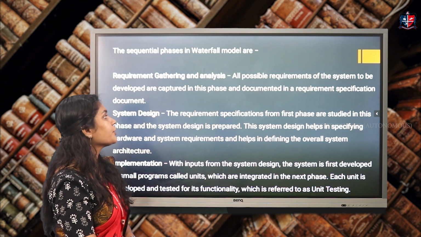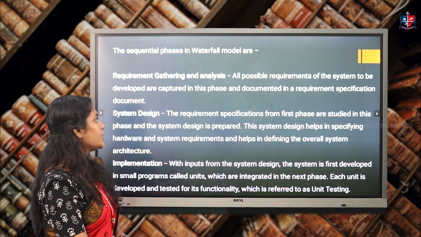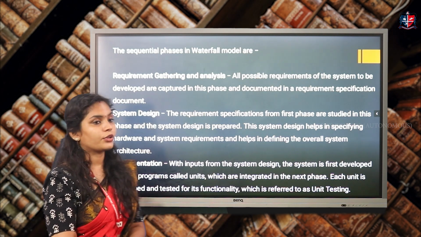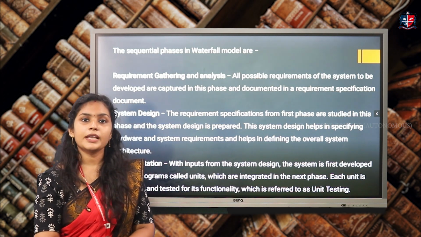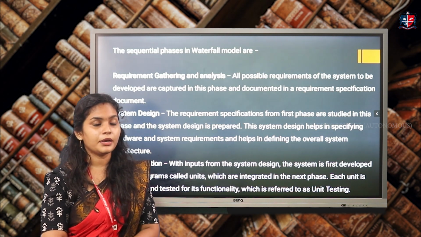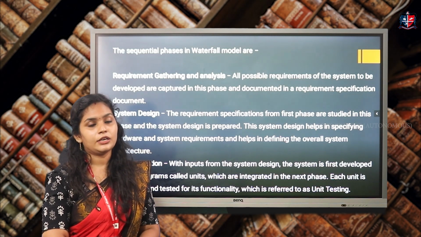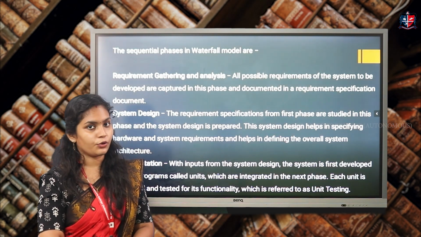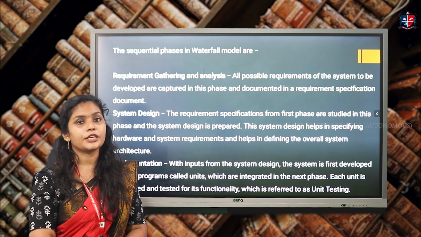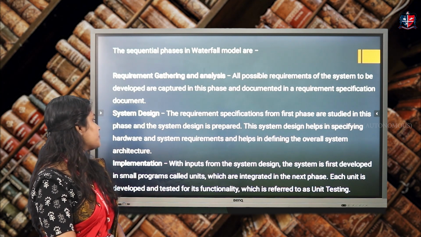All possible requirements of the system to be developed are captured in this phase and documented in a requirement specification document. So all the requirements can be fetched in this phase, and based on that, the developer will create a document, that means the SRS document, and this will happen in the first phase, that means requirement gathering and analysis. Next phase is system design.